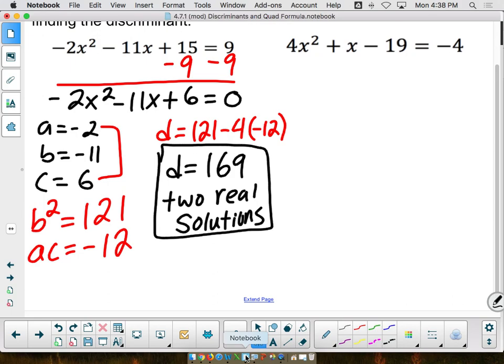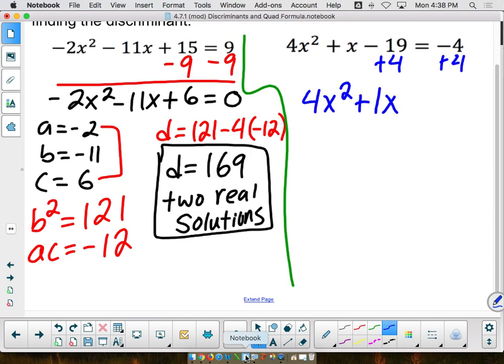Right now we are not finding what the solutions are, we are just determining are they real solutions or are they imaginary solutions. For this last one, I need to add 4 to both sides here, so add 4, 4x squared plus 1x minus 15 equals 0. So we got our a is 4, b is 1, c is negative 15.